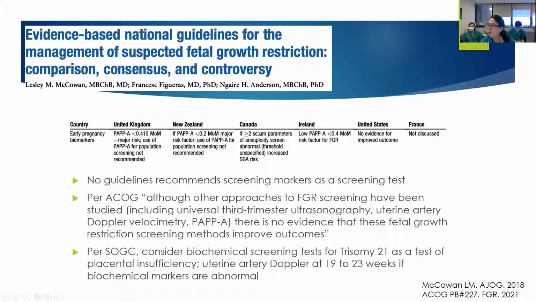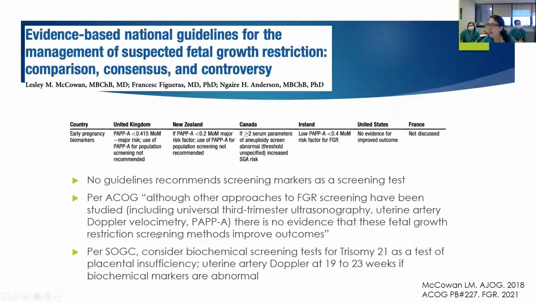Canada, they use 2 serum markers. If they're abnormal, that would be increased risk for SGA. And the United States mentions that there's no evidence for improved outcome. So there are no guidelines that recommend the screening markers as a screening test for adverse pregnancy outcomes. Per ACOG, it says, although other approaches to FGR screening have been studied, like universal 3rd trimester ultrasound, uterine artery Doppler, PAPP-A, there is no evidence that these fetal growth restriction screening methods improve outcomes.